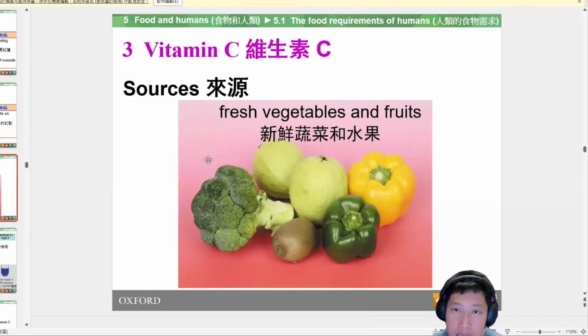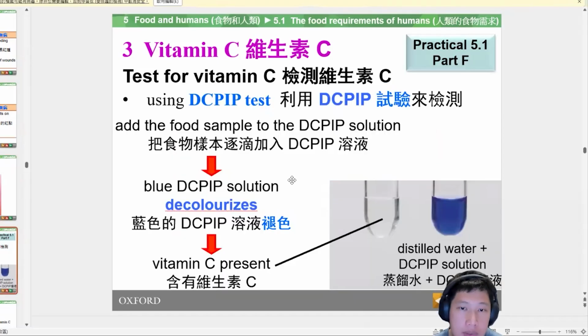So how can we obtain vitamin C? Basically, vitamin C appears in fresh vegetables and fruit. So if we consume the fresh vegetables and also fruit, then in this case, we will obtain enough vitamin C. Now, how can we find out whether these food samples do have vitamin C? We can use what we call the DCP-IP solution to help us to test whether there is a presence of vitamin C.